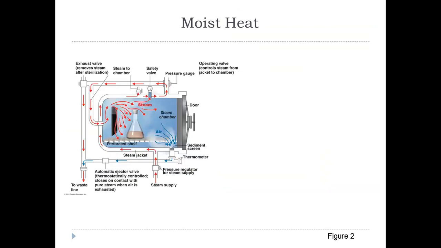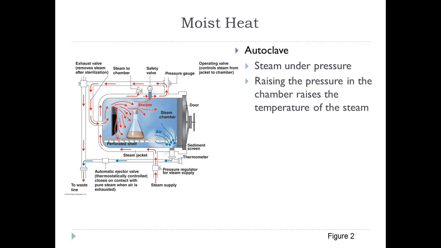Another type of moist heat is the autoclave. The autoclave is a machine that uses steam under pressure. Raising the pressure in the chamber raises the temperature of the steam. So you can get to about 121 degrees Celsius at 15 psi. So psi would be pounds per square inch.